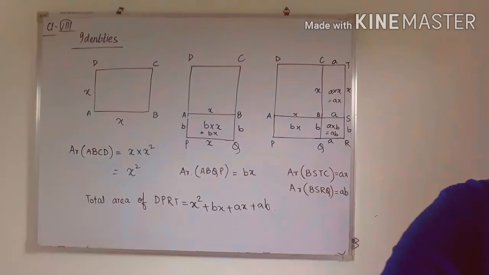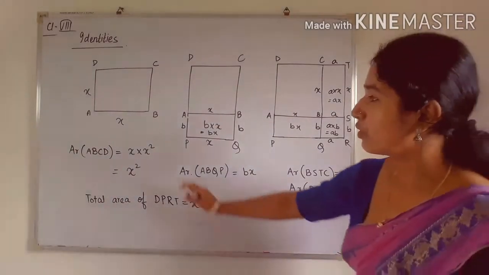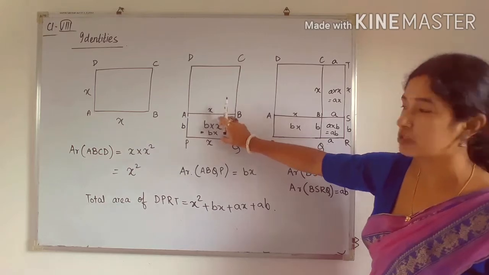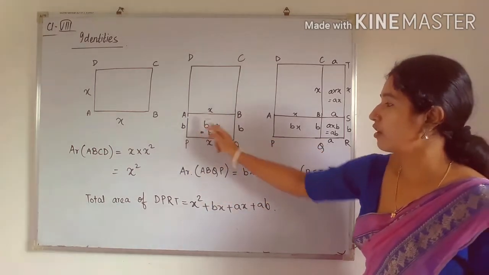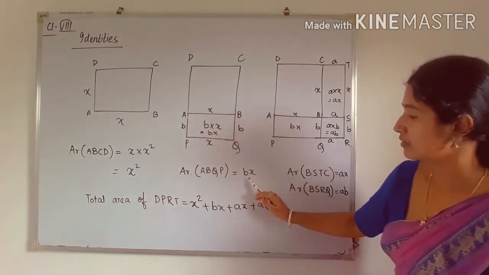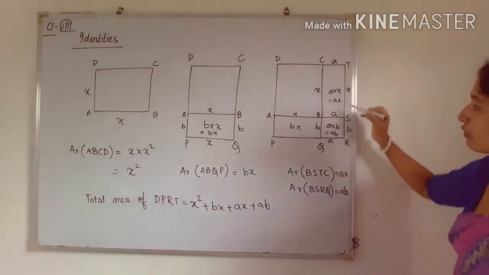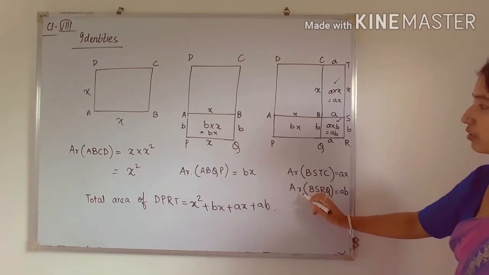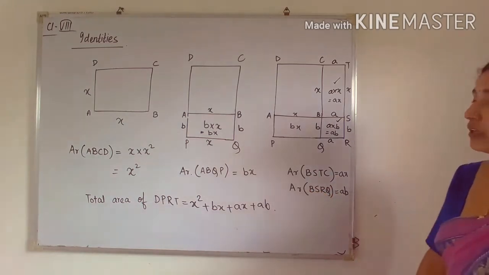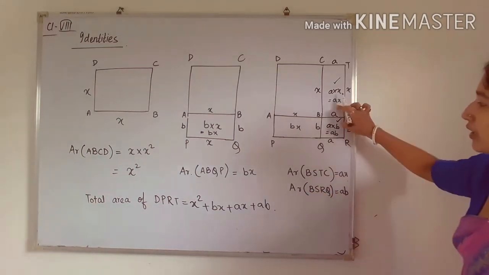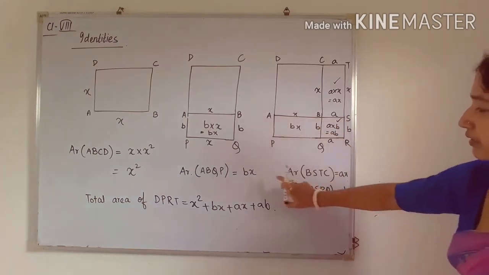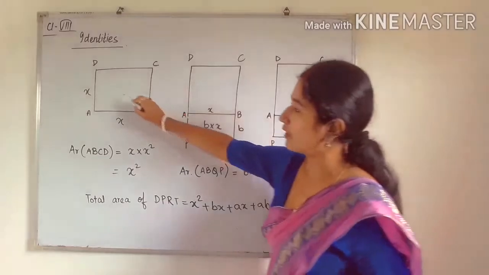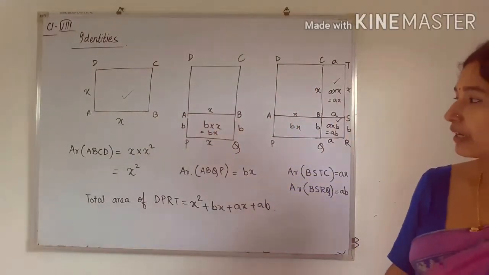Okay, so from this we got one area. This was the area of the square. Again, after drawing this rectangle on one side of the square, we got one area, that is the area of ABQP, that is B into X, BX. Similarly here we got the area of this rectangle and this smaller rectangle. Okay, so two areas. So finally how many rectangles do we have? 1, 2, 3. Okay, so these are the areas of three rectangles, and we have one square.